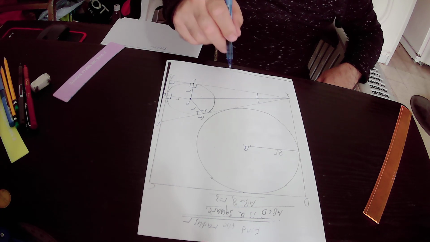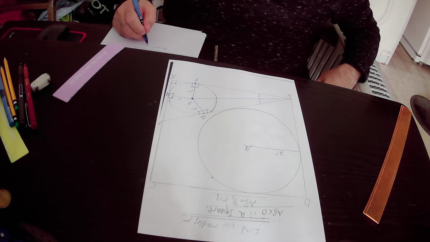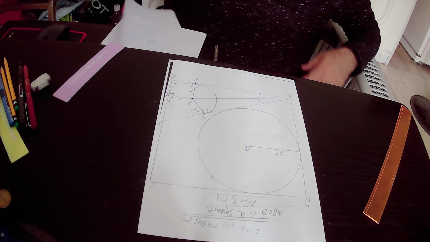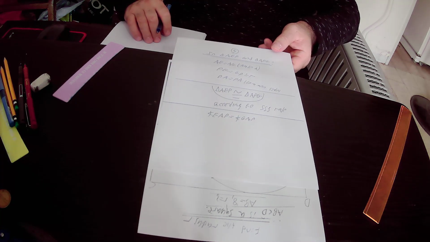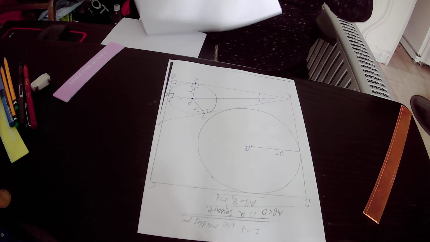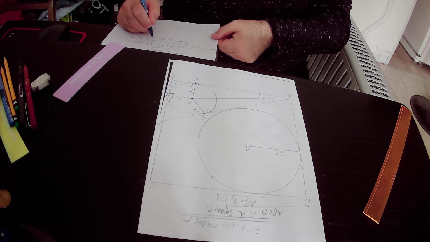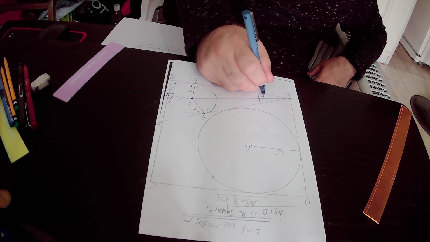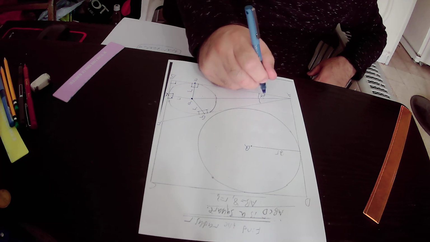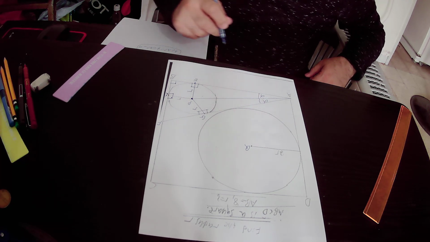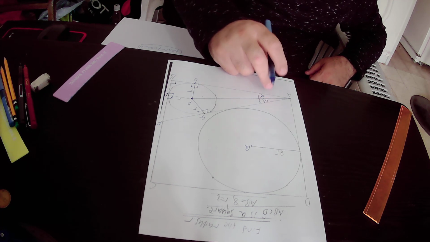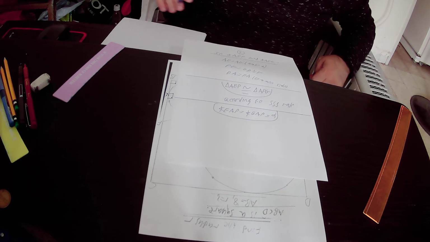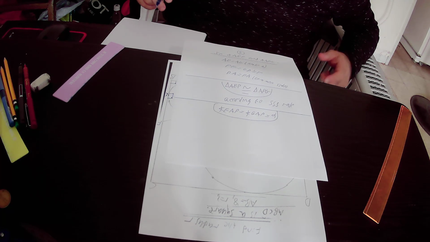equals angle GAP, this angle. Okay, angle EAP equals angle GAP, and if we define angle EAP as alpha, then angle GAP also will be equal to alpha because of the fact that they are equal to each other. So we found out that angle EAP equals angle GAP, and according to our definition, it equals alpha.